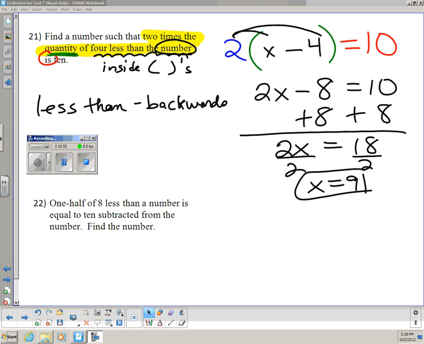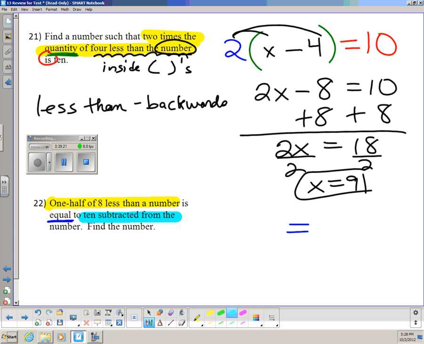All right, number 22. Again, I'm going to look for my equal sign, which is important in this problem. 1/2 of 8 less than the number is equal to, stop reading. Right here is my equal sign. And then I have lots of stuff after that. 10 subtracted from the number. I'm going to split this up into a before the equal sign. So here's my thing before the equal sign. And then I'm going to highlight in blue the stuff after the equal sign. So before the equal sign, the stuff that's in yellow.